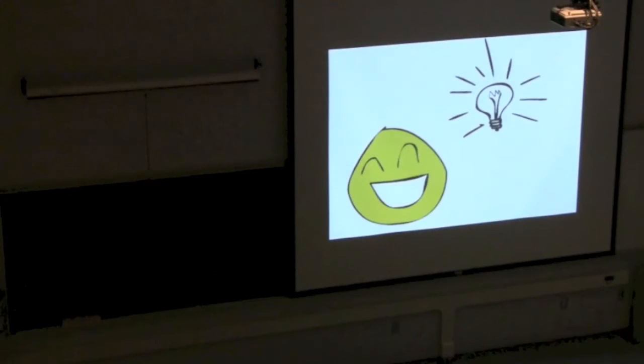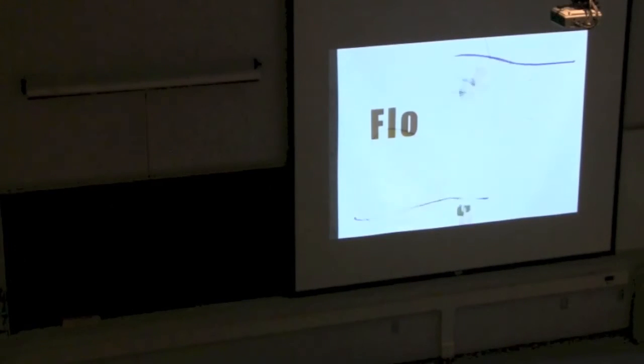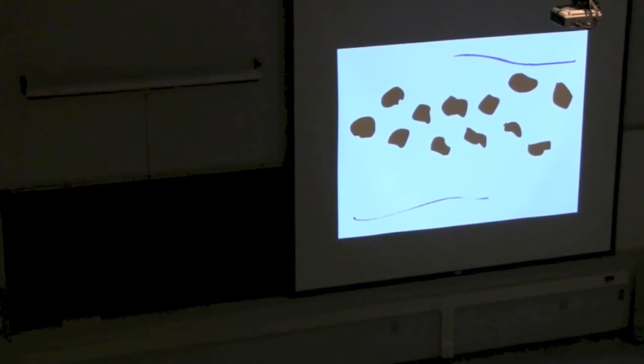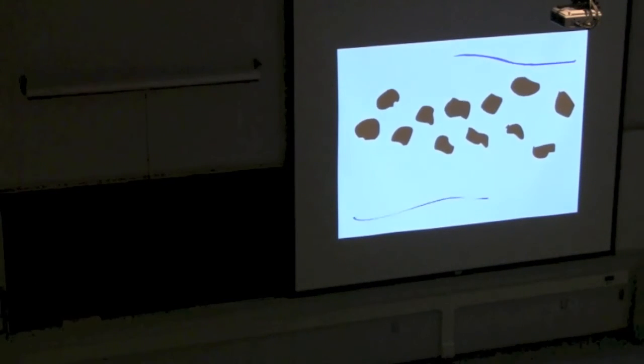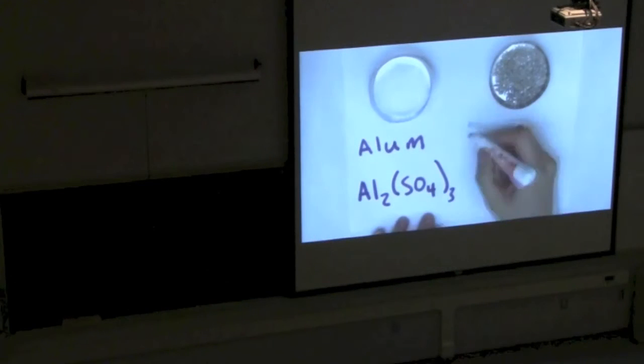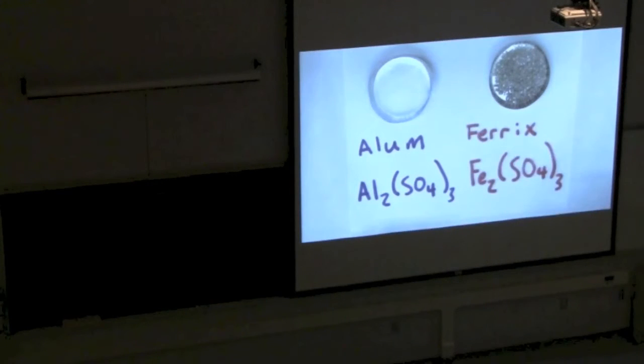Fortunately, we can do something about this. One of the very practical ways to clean this turbid water is called flocculation. Flocculation is the process in which colloids aggregate or come together to form larger particles called flocs by the addition of a chemical called a flocculant. Typical flocculants include alum and ferrous sulfate because they work well with hydrogen mixtures.